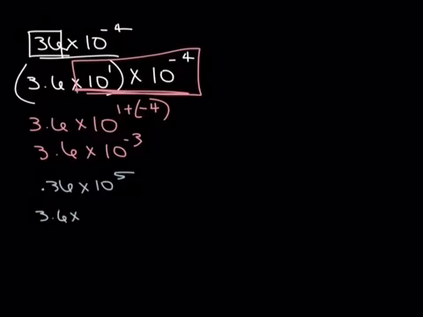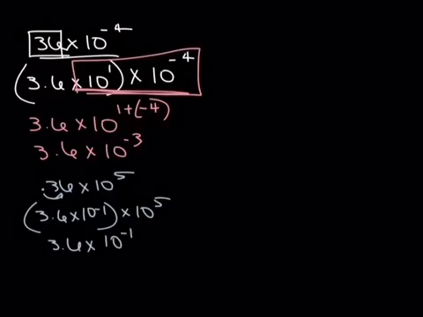3.6 times 10 to the negative 1, because I move this decimal this way 1, so it's negative 1, times 10 to the fifth. So I have 3.6 times 10 to the negative 1 plus 5, giving me that for an answer. Okay? So, yeah, that shouldn't be too terrible, but they are kind of tricky, aren't they?